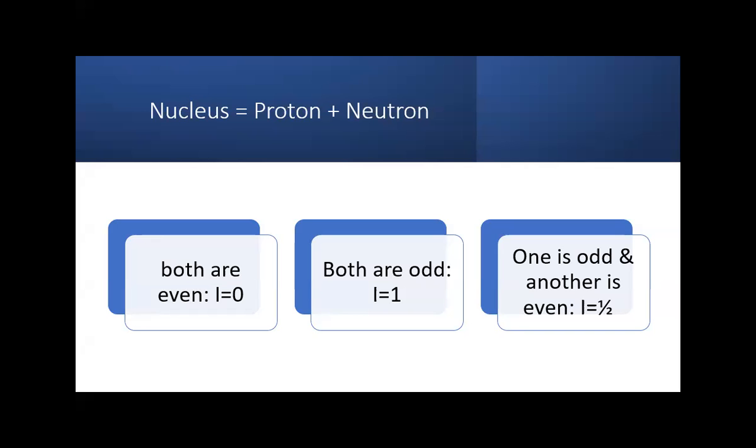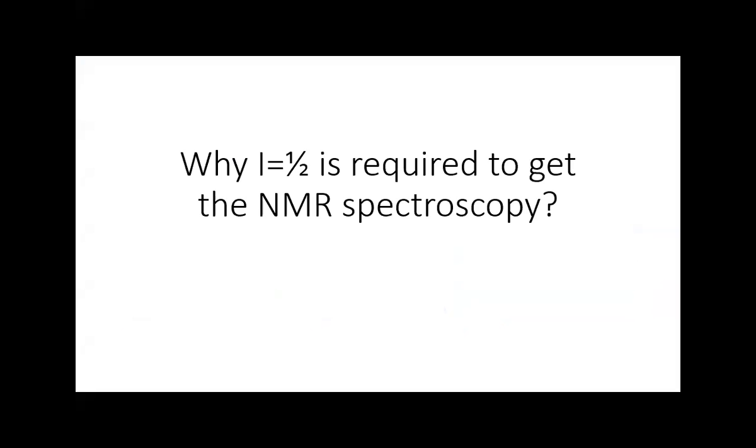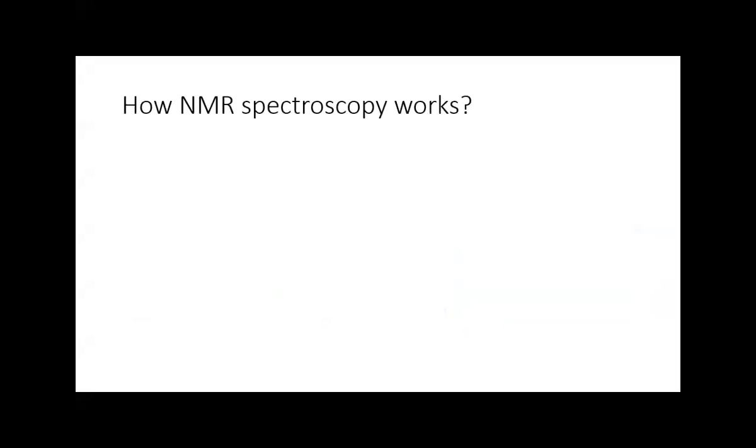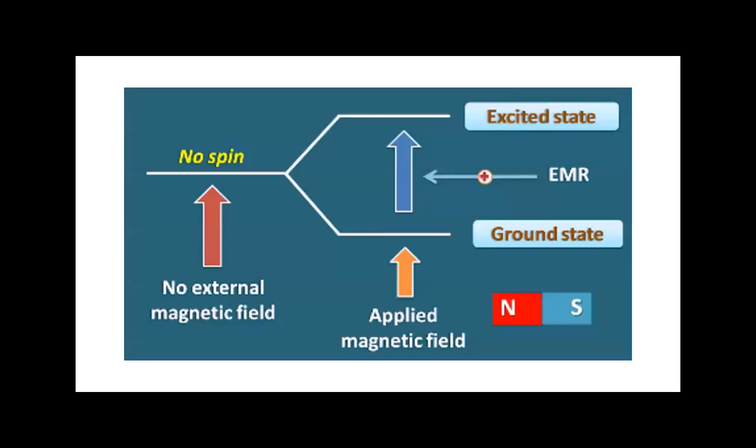So why is this required? Only odd nuclei, with spin quantum number of half, can give NMR spectroscopy. Now, how does NMR spectroscopy work? We already told that.